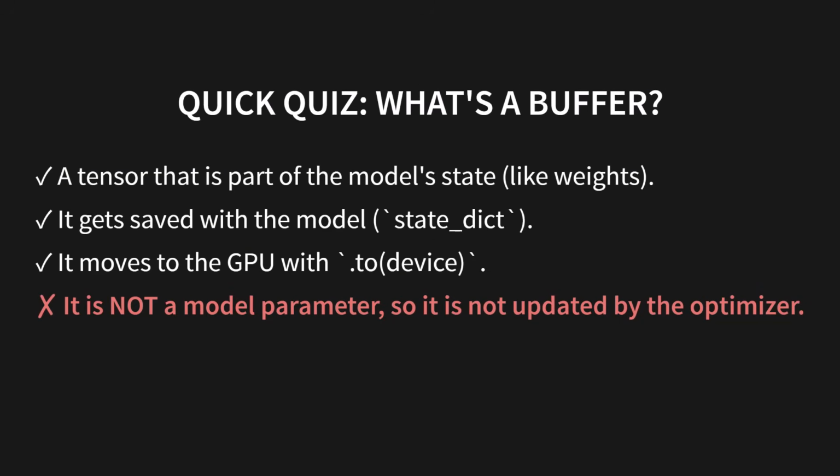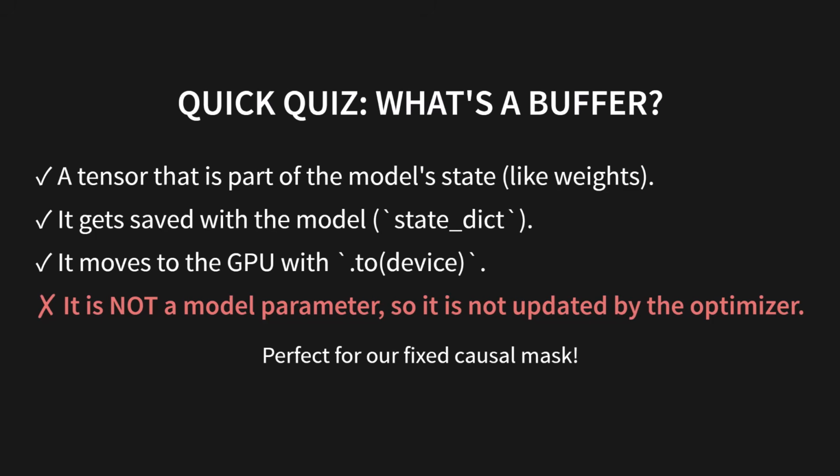A buffer is a tensor that is part of the model state. It gets saved with the model's state dict. It moves to the GPU with .to(device), but it is not a model parameter, so it is not updated by the optimizer. It's perfect for our fixed causal mask.